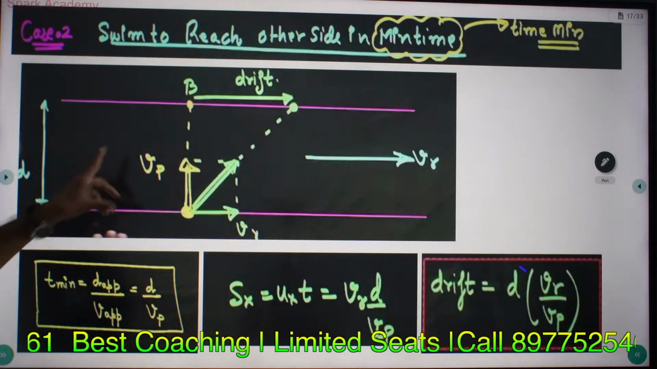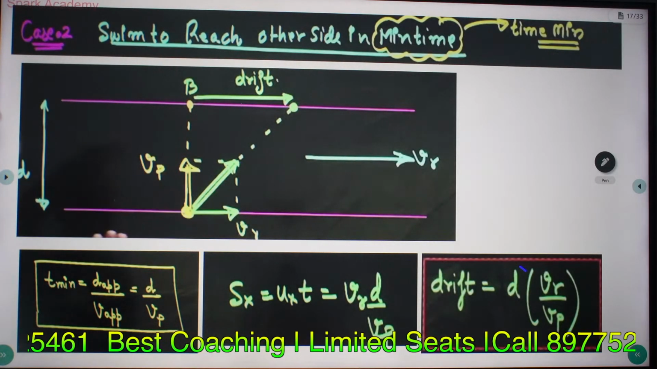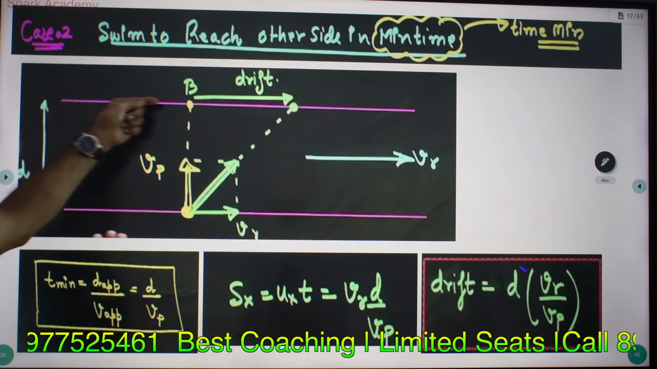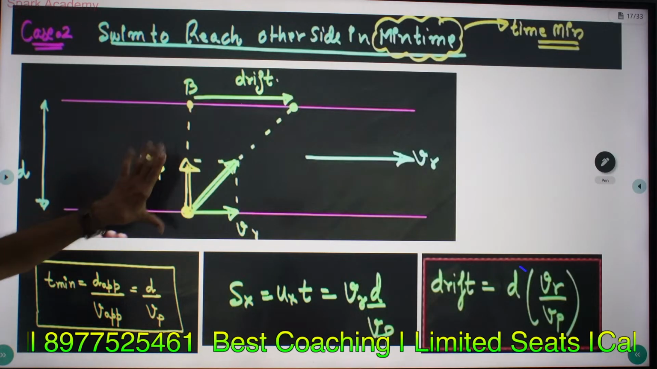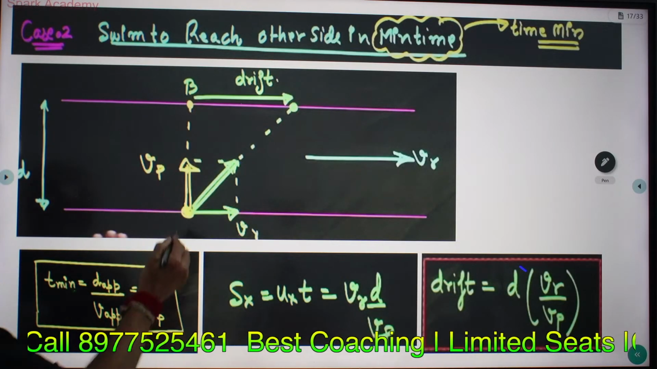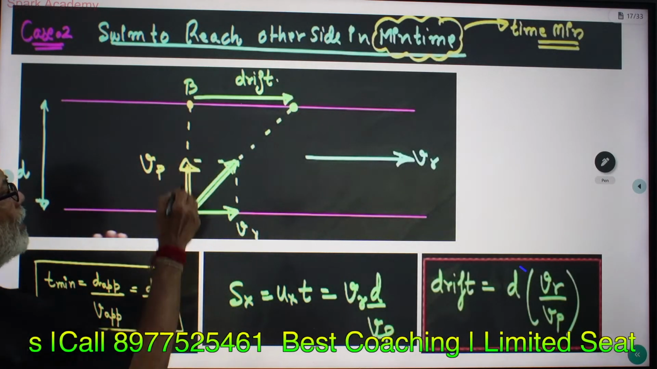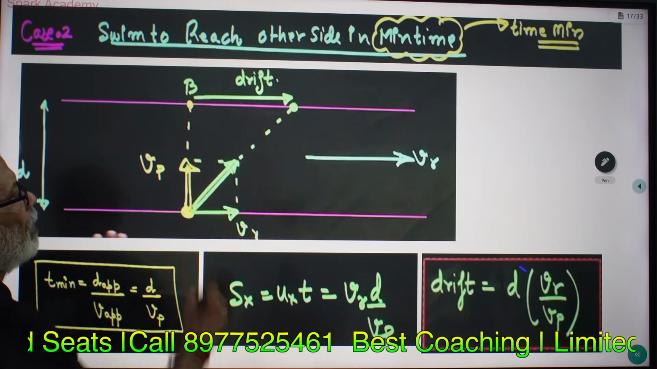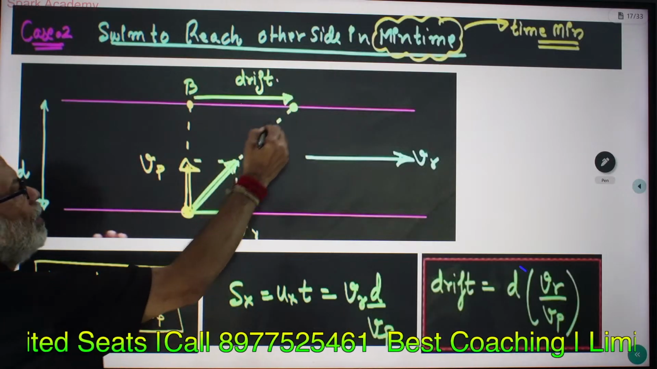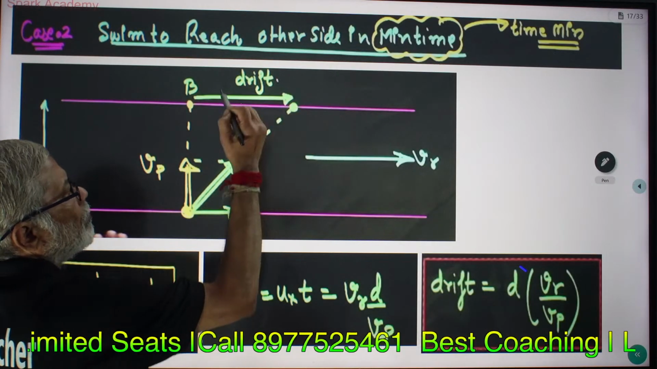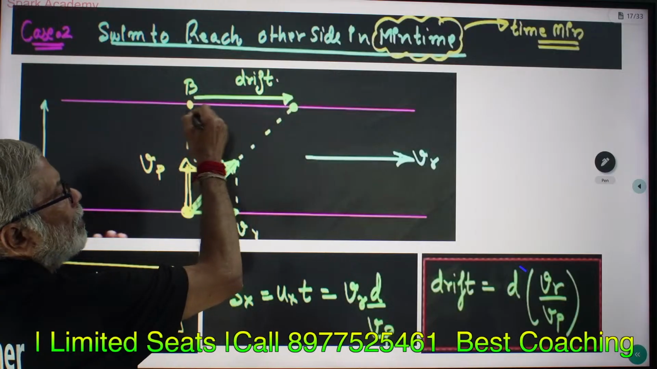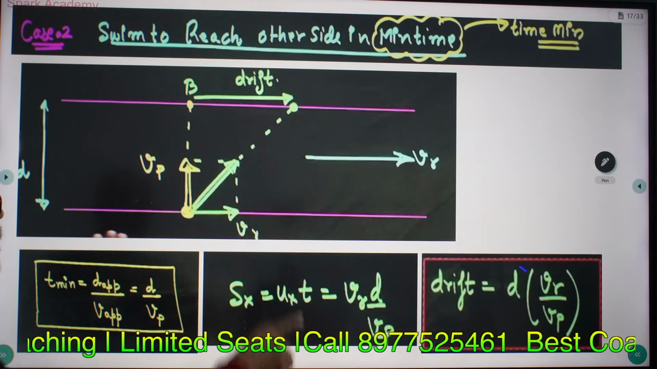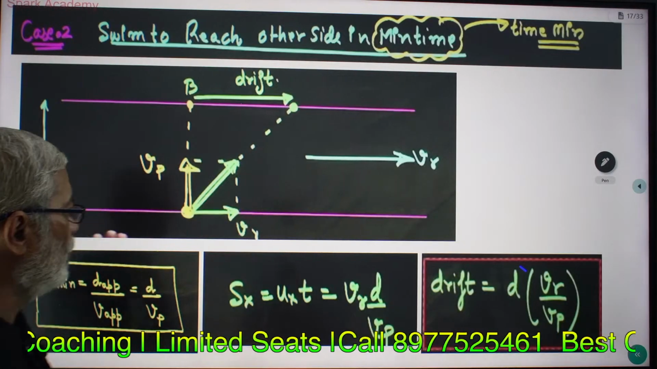Now another thing, you have to find out the drift. Drift means, see, some angular displacement is there, no? So same diagram you can draw like this. Suppose this is VR and this is Vp. This is the resultant of the person. So the person will reach here. So this is the drift. So in minimum time, what is the drift? That is the question. Velocity of river is in this direction.